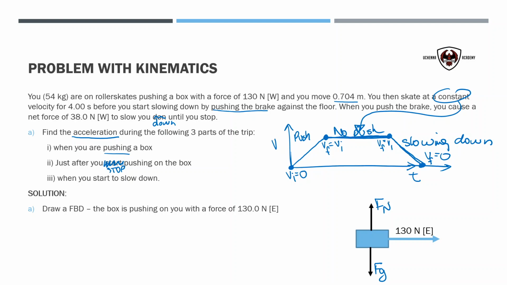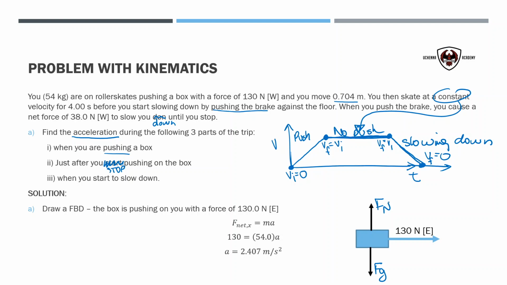So if we wanted to find your acceleration, we can focus on your net force in the x direction because that's where the acceleration is happening. We'll use Newton's second law. F net is equal to mass times acceleration. So the net force is really 130. Your mass is 54 kilograms. So from here, it's really easy to find your acceleration, and it's 2.407 meters per second squared.